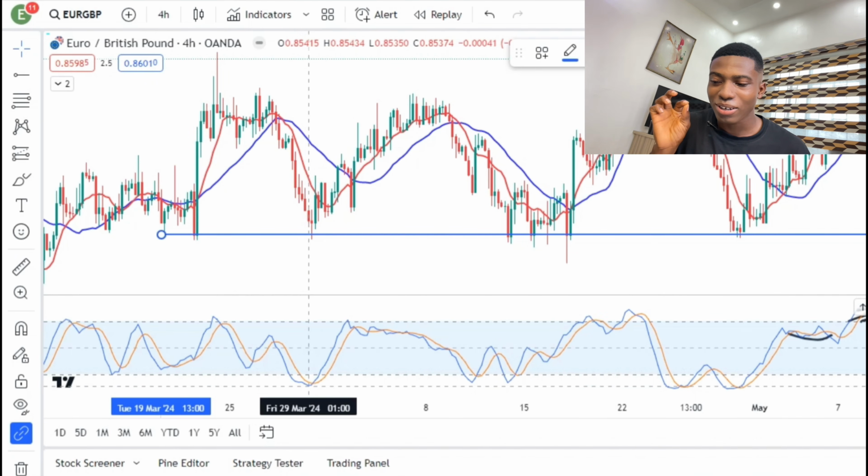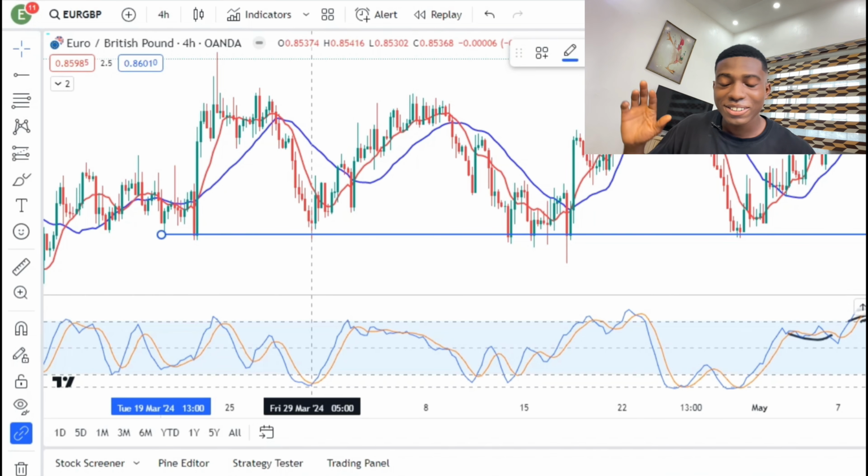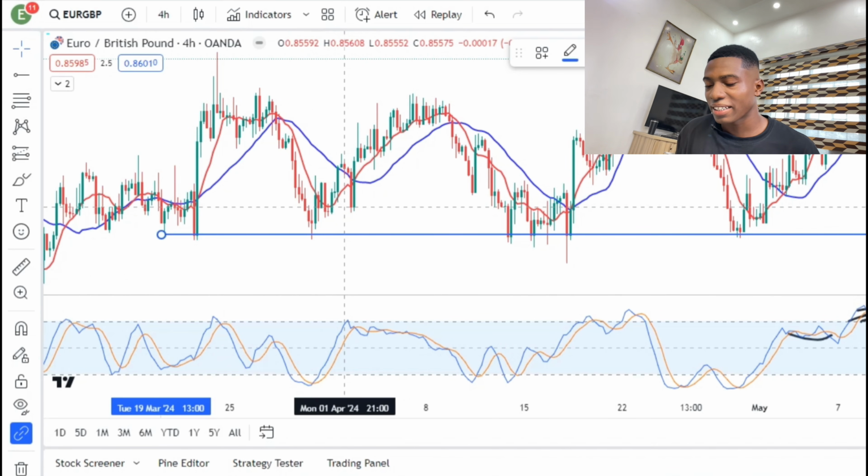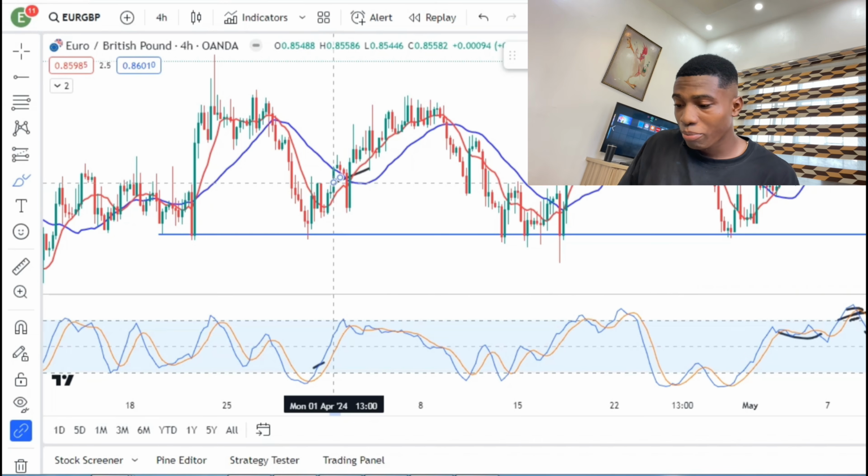If you check, the stochastic is at the lowest point. This is when I know that I'm ready to take my buy around here. So when I see those signals for a buy, price going above the moving averages and everything, I can go ahead and take the trade. Mainly when price goes above the moving average, I'll go ahead and take my trade.